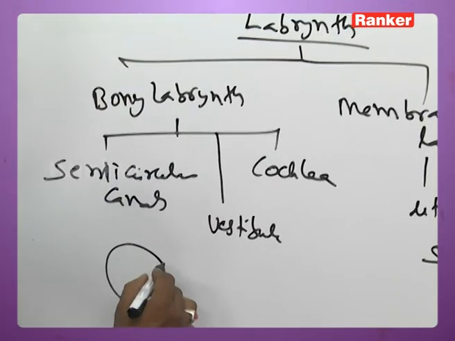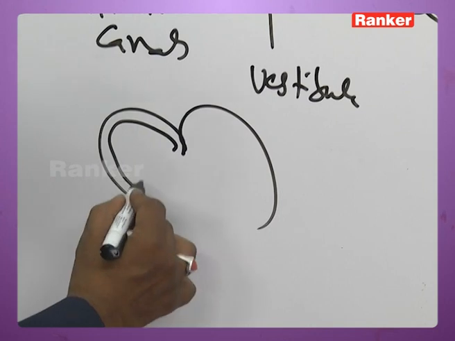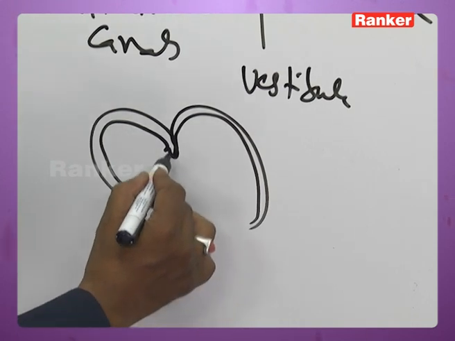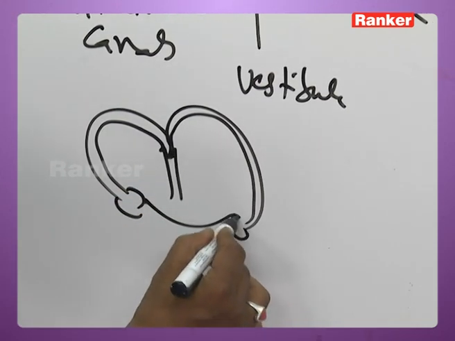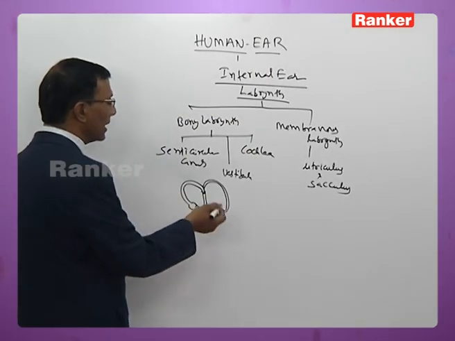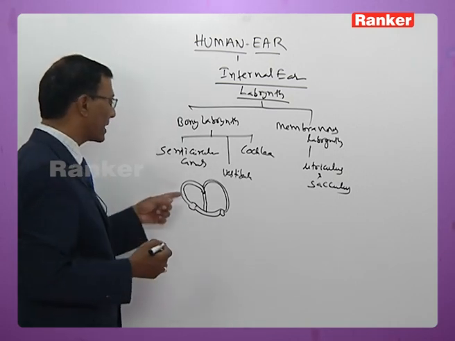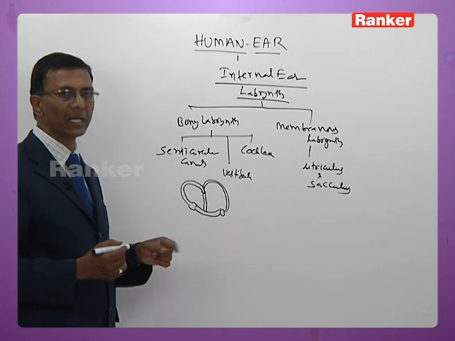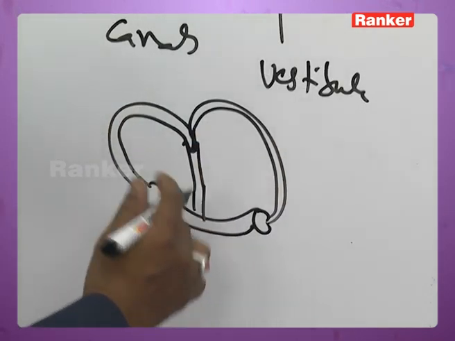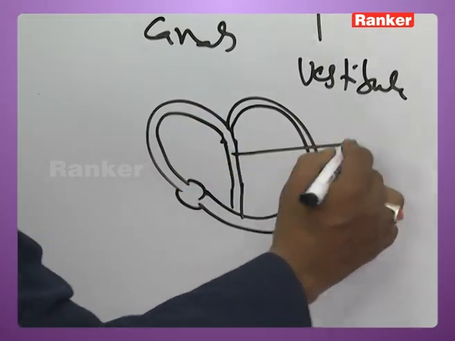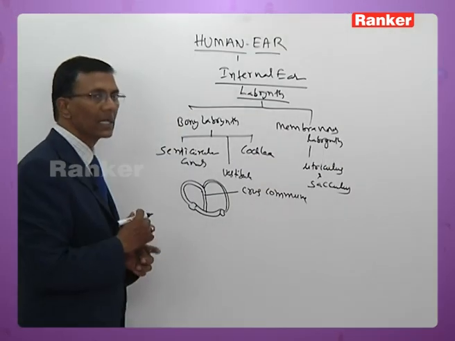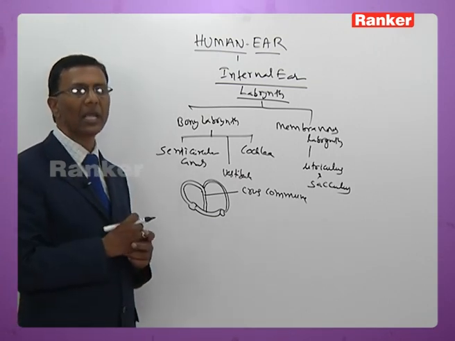At the base, three semicircular canals are present like this. Each one is at right angles to the other two. There are two vertical semicircular canals and one horizontal. Both the vertical semicircular canals communicate with each other through a narrow structure called the crus commune.